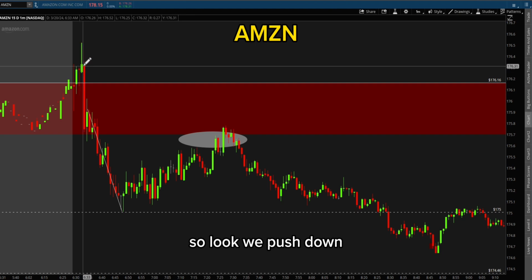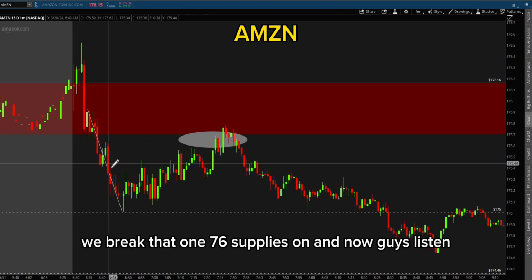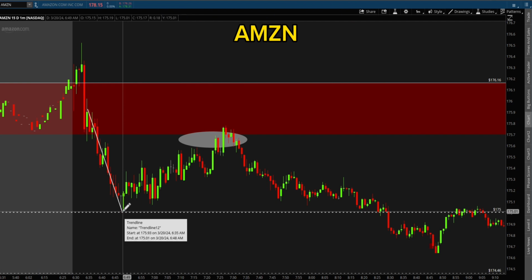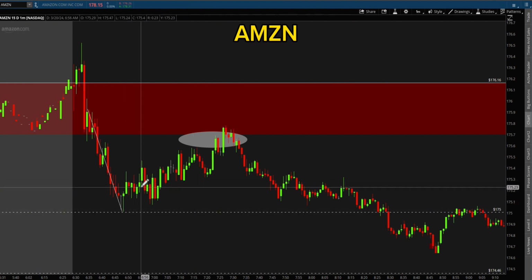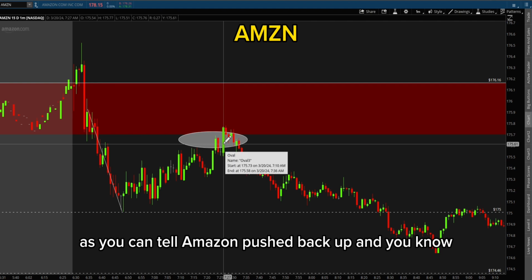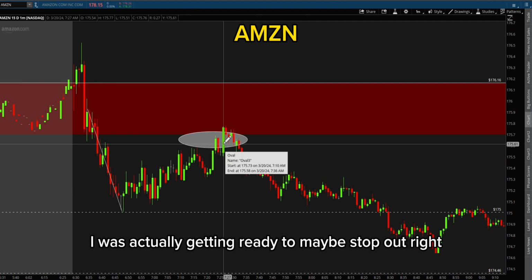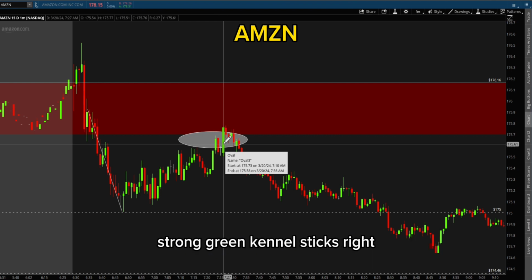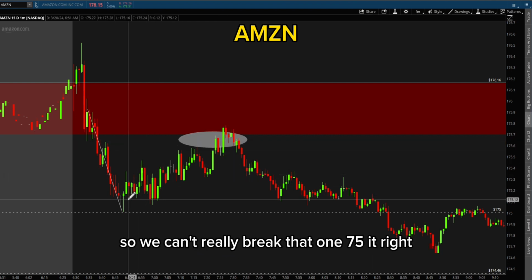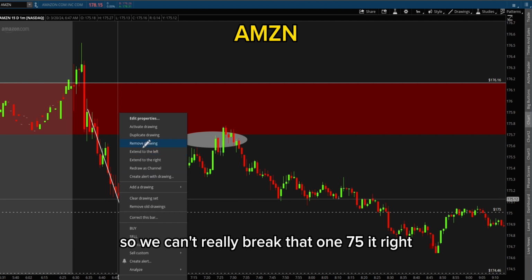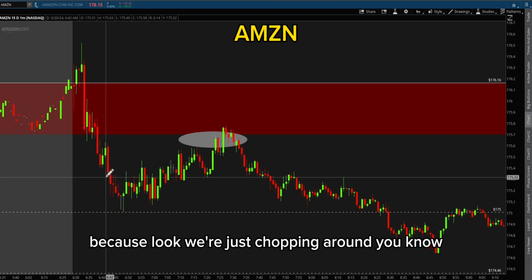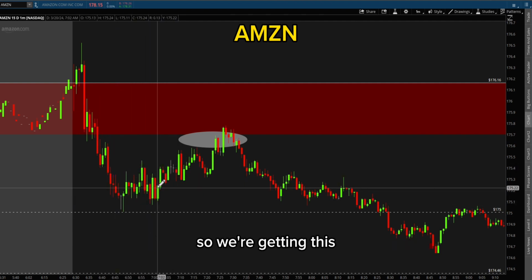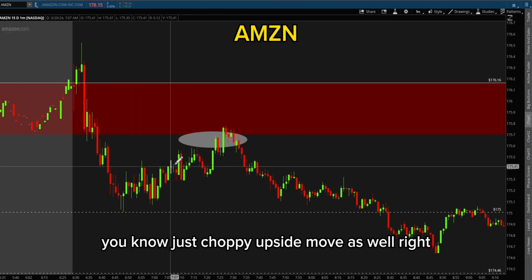And look what happens. We push down, we break that 176 supply zone, and now, guys, listen. Here, as you can tell, Amazon pushed back up, and I was actually getting ready to maybe stop out, because Amazon was pushing back up with these strong green candlesticks. But we can't really break that 175 area, because we're just chopping around, getting this choppy upside move as well.